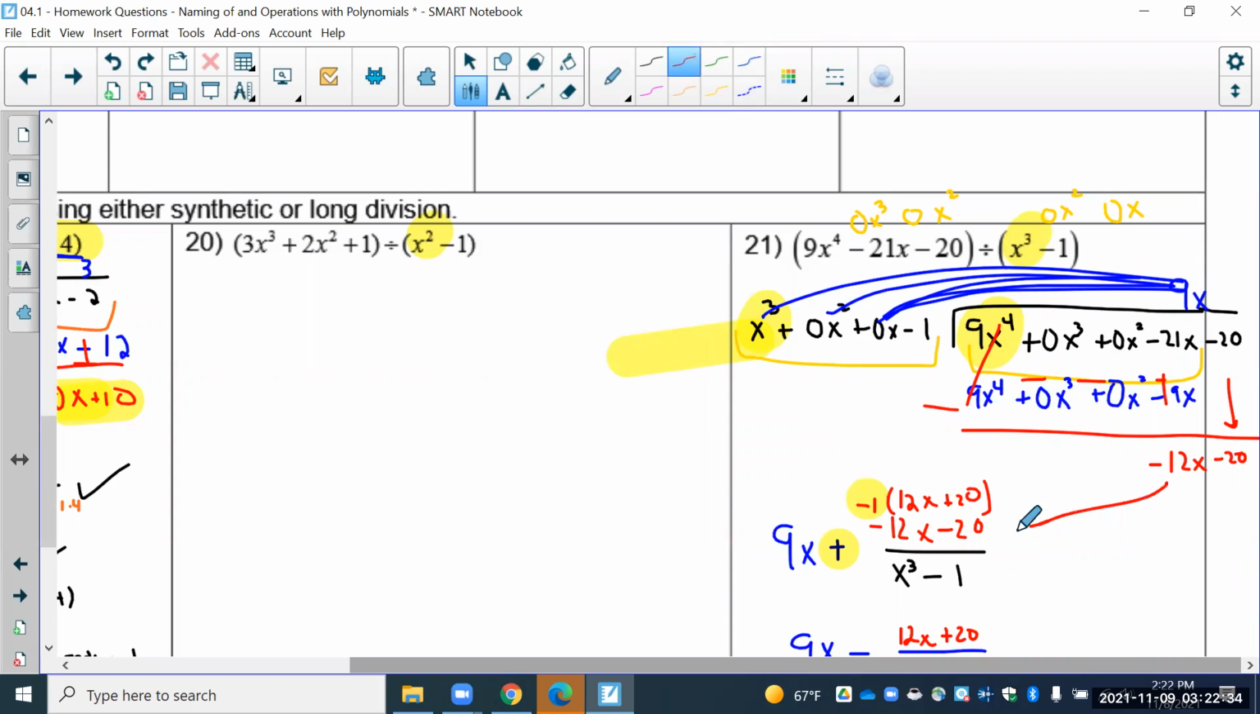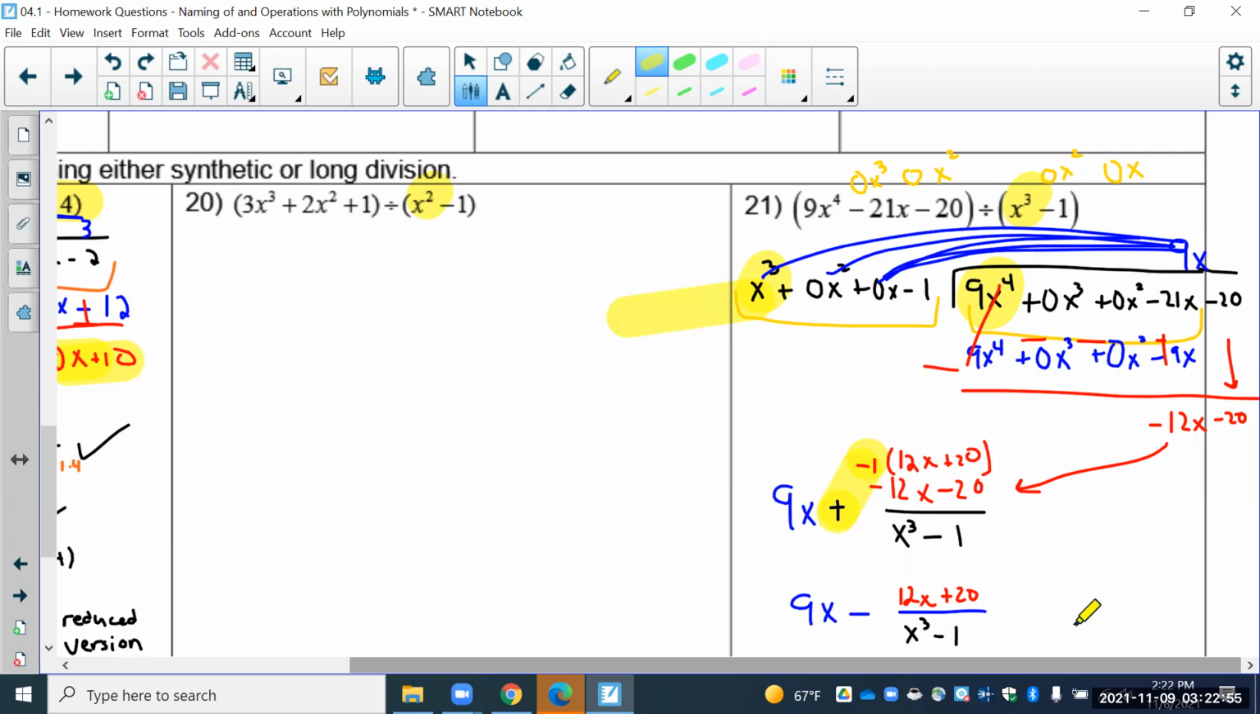But then the next thing is you have a plus minus. Now you can't just take this plus minus right here. You can't just take this and this and say it's minus, because you'll think that that 20 is actually still negative. You have to factor out the negative 1, making it 12x plus 20, then combine those together and get that as your final answer.